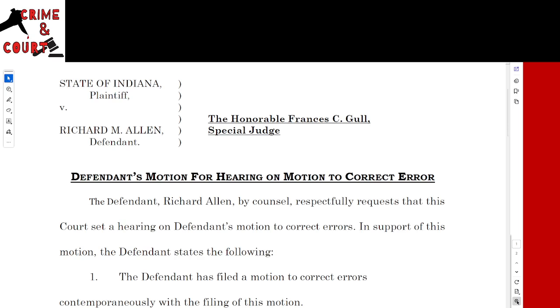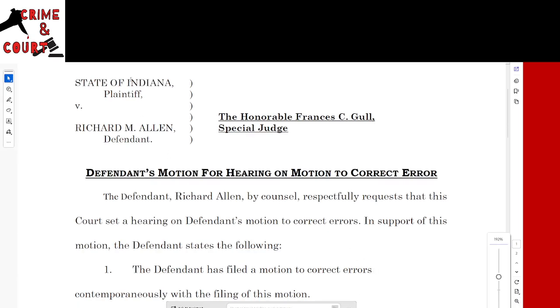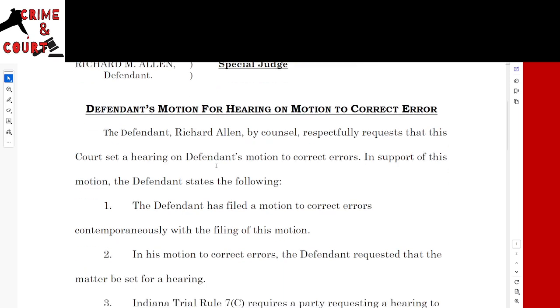All right, so let me make that a little bit bigger. This first motion is the defendant's motion for hearing on a motion to correct error. We will read through the motion to correct error. This is basically saying that they want a hearing.